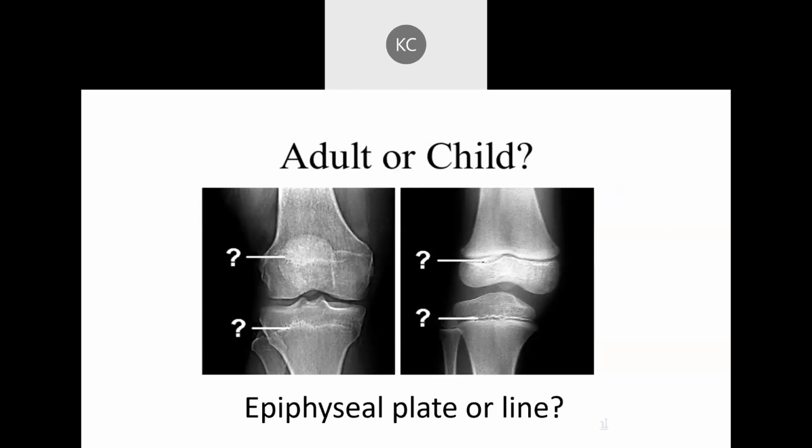So the one on the left here, this is the adult. Because this is the adult, this has the epiphyseal line. This is sometimes called the epiphyseal scar. It's the leftover remnant of the cartilage that you had when you were a child, right? So that means the one on the right here is the child with the epiphyseal plate.